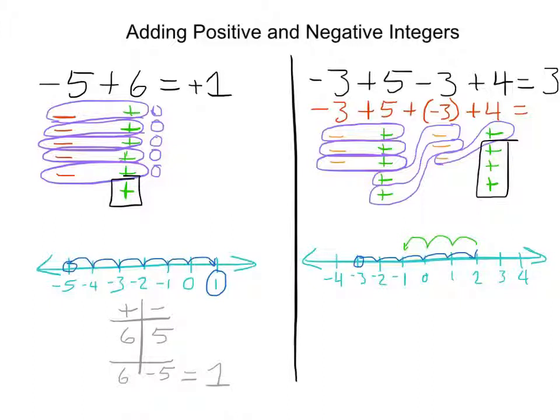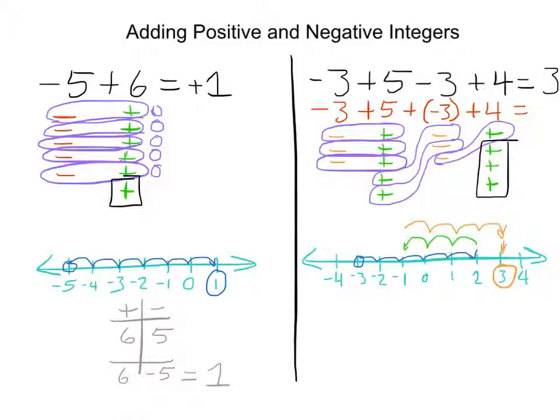And then our final step is to add in the last part of the problem, the plus 4. So from that point that we just ended on, we're now going to add 4 more spaces to the right, and look where we ended up. We ended up on positive 3, which is the answer that we got when we used our pluses and our negatives. Okay? Okay, last part.